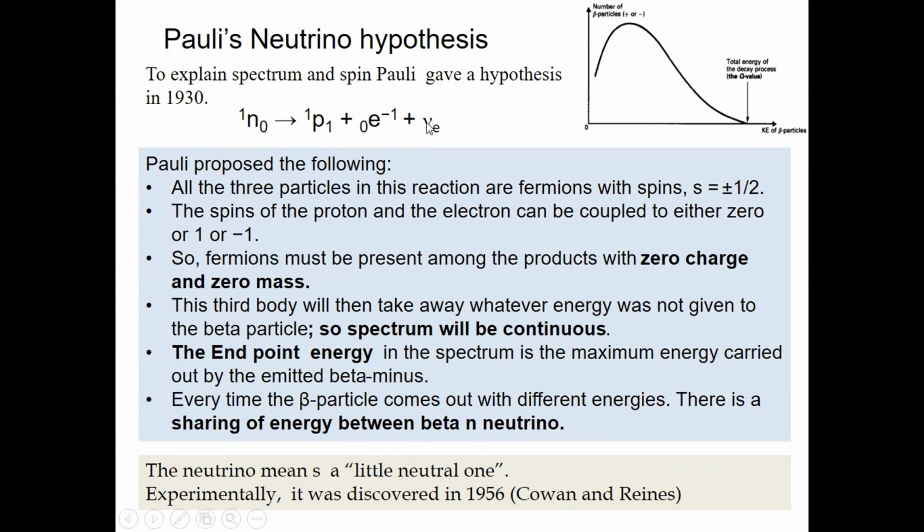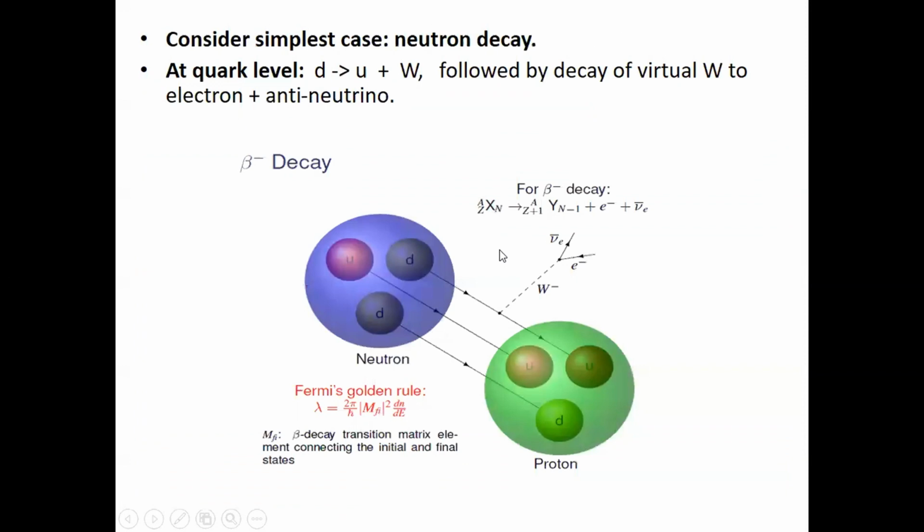It is neutral, but it is a little neutral one with a very small mass or no mass at all. Experimentally, this was discovered in Cowan and Reines' experimental work, and they showed that the inverse beta decay occurs, and therefore the neutrinos really are produced, and the neutrino flux is there. And the reaction is true, and Pauli's neutrino hypothesis is correct.